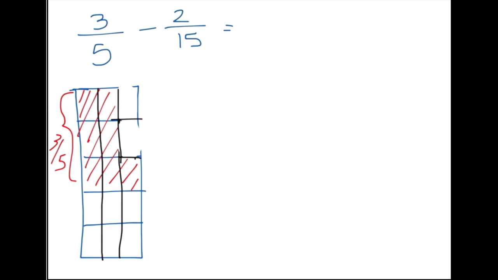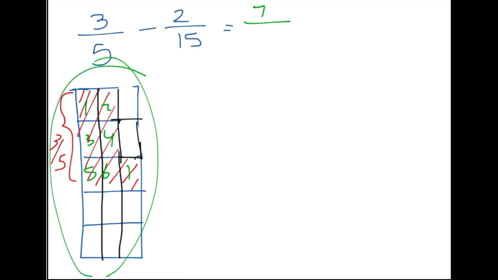So what is the answer? The answer is the rest of the shaded part. It looks like I only have now 1, 2, 3, 4, 5, 6, 7. So the answer is 7 out of what? Out of the total. And remember, I have 15 pieces.